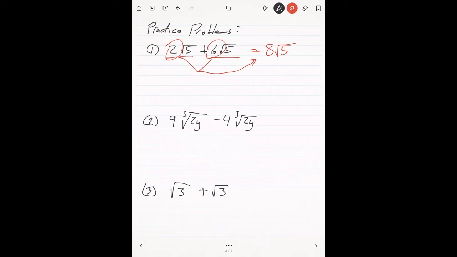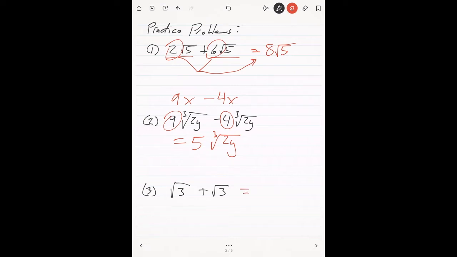You can think of them kind of like the coefficients of these radicals. I guess I'll refer to them as that going forward, the coefficients of the radicals. So here we have 9 times the cube root of 2y minus 4 times the cube root of 2y. Well, 9 minus 4 is 5, and we leave the radical the same. Again, this is just like if I had 9x minus 4x. It's the same exact idea and technique.